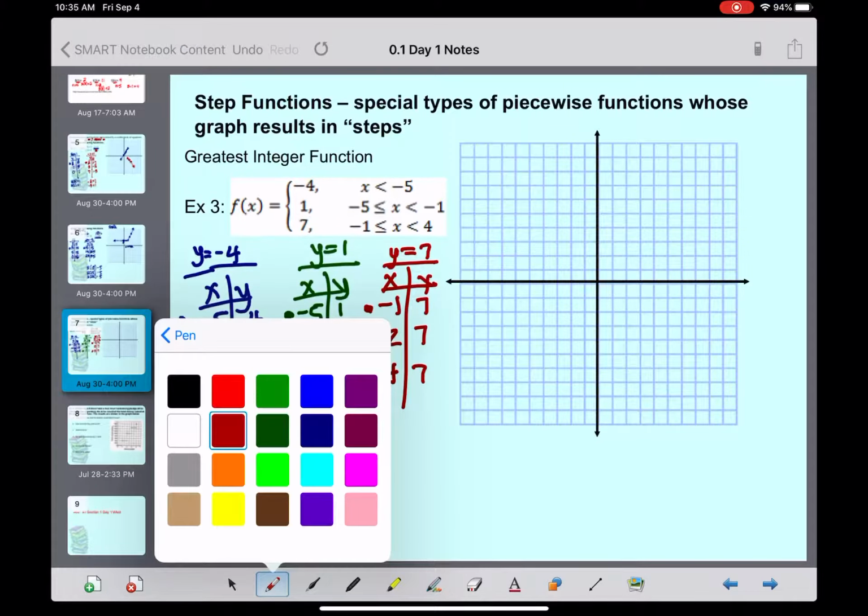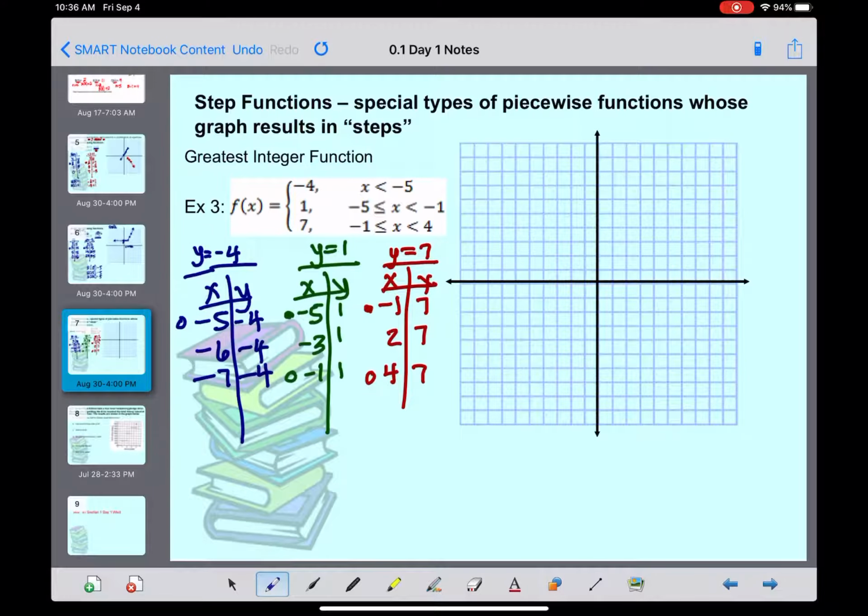So the first one was y equals -4, so I'm going to be at -4, and it's starting at x equals -5. 1, 2, 3, 4, 5. And 1, 2, 3, 4. This is going to be an open circle at -4. That's my y value. And then I have -6, -7. All of those are at a y value of -4. And that one goes on forever.